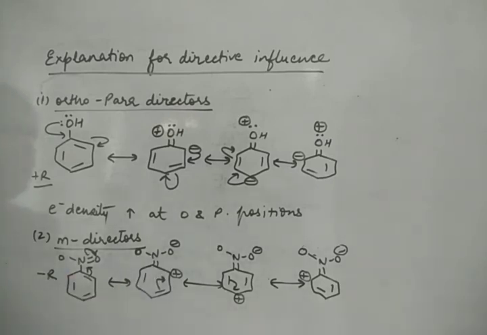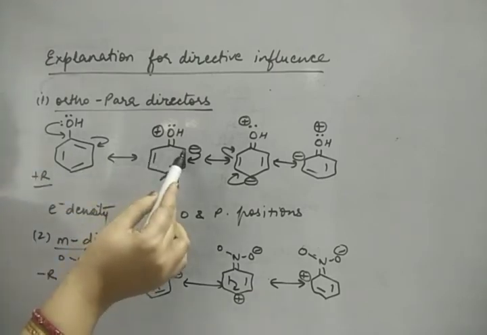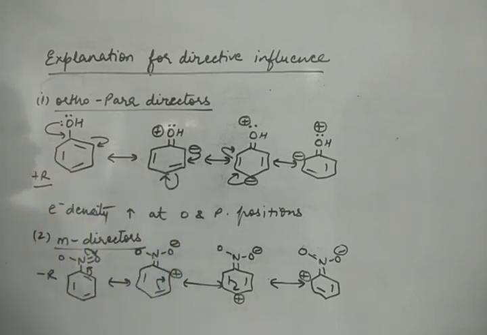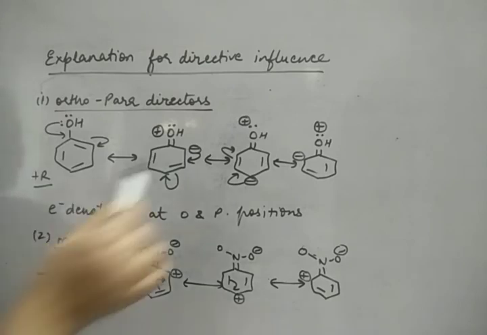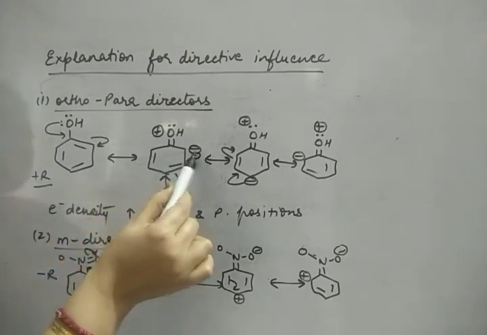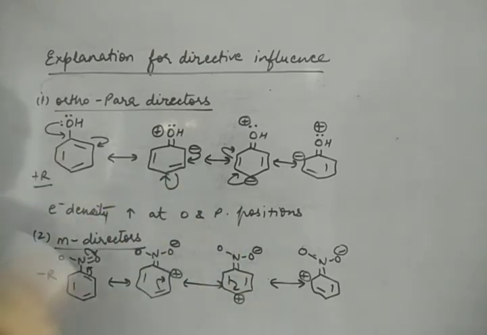So what position is left? Only meta. So why are some groups ortho-para directors? Because they increase the electron density at ortho and para position. And on the benzene, which group attacks? Electrophile. So definitely electrophile, that is E plus, will attack at ortho and para. In case of meta directors, ortho and para positions already have positive charge. Their E plus cannot attack. So what position is left? Meta. So there are some groups which are meta directors.